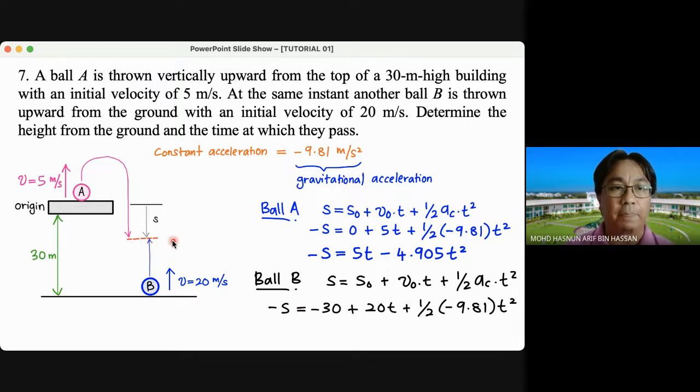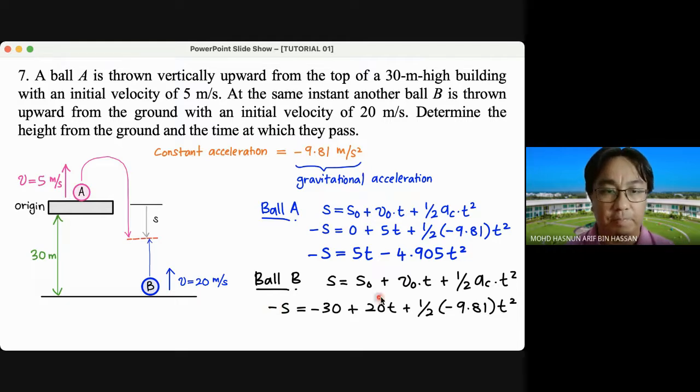S dekat sini, and starting from this origin. So when ball B arrives at this point, S here will be dikira dari origin masih lagi negative S lah, masih lagi pointing ke bawah. Although ball B is moving up, bila ball B sampai dekat sini, the position ataupun the displacement of ball B ni masih lagi di bawah daripada origin, because kita set the origin dekat sini. So it will still be negative S also.